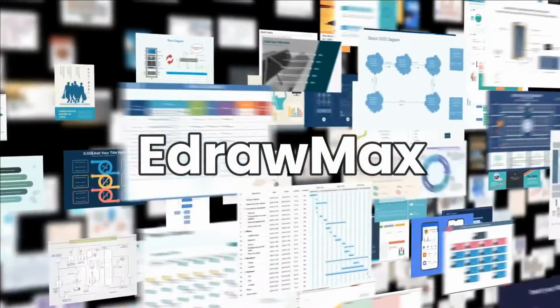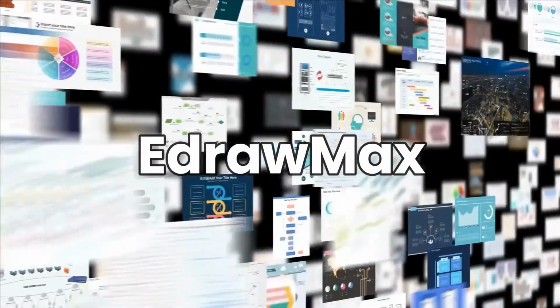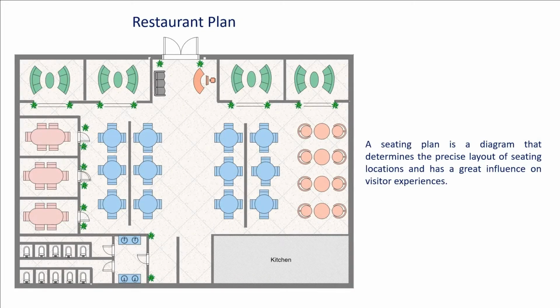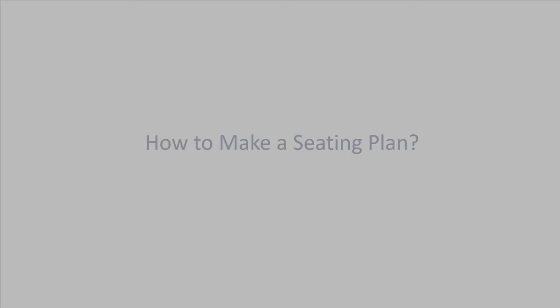In this video, we will learn how to make a seating plan. Before we begin, let's understand what a seating plan is. A seating plan is a diagram that determines the precise layout of seating locations and has a great influence on visitors' experiences. Now let's learn how to make a seating plan using EdrawMax.